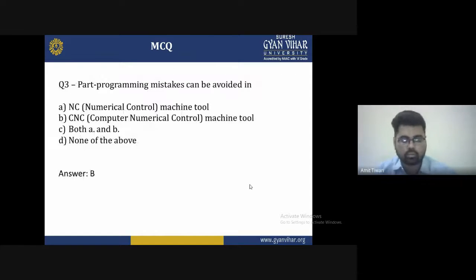Third question: a part programming mistake can be avoided in, the options are numerical control machine, CNC machine tool, A and B, and none of the above. So B is the correct answer. The cost of a computer control machine is very high, so at that time it will be selected for us.